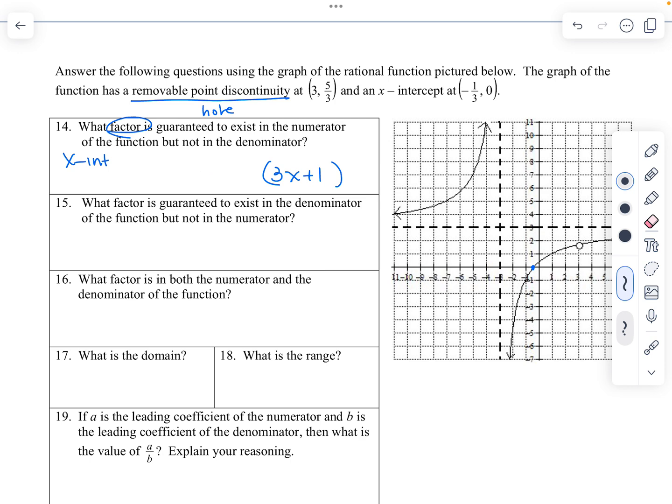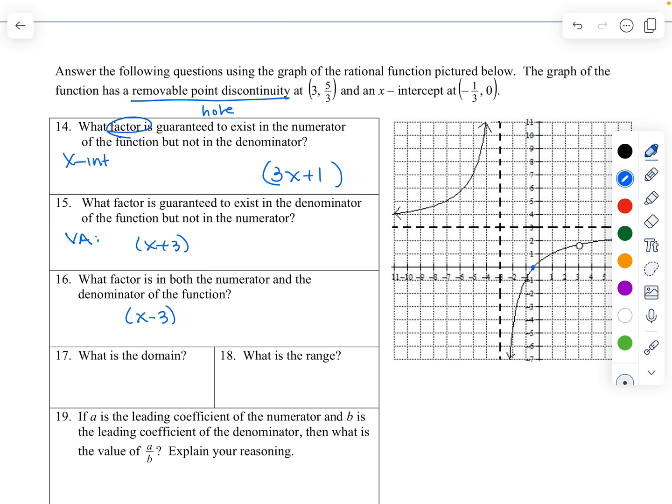All right, what factor is guaranteed to exist in the denominator, but not the numerator? Now, what is that referring to? That's referring to your vertical asymptotes because that's what remains after simplifying. And so it's not going to be in the numerator, and that's my vertical asymptote, and that looks like that's at -3, so that would be an x plus 3. And what factor is in both the numerator and the denominator, and that is what leads to your hole, so I would say that would be my x minus 3.